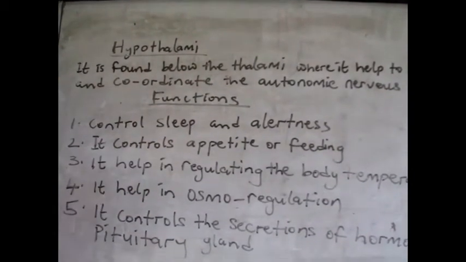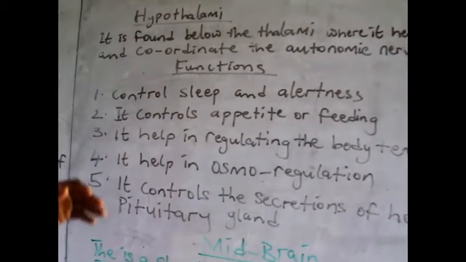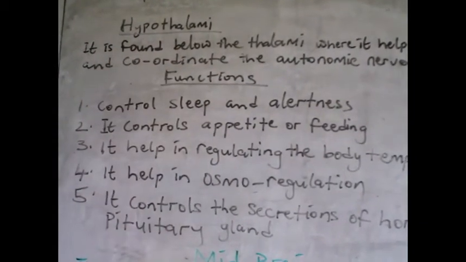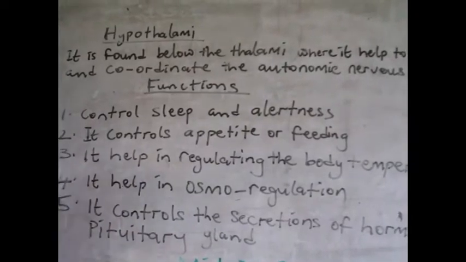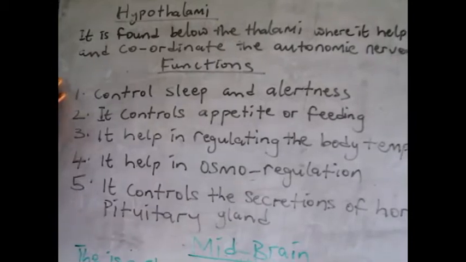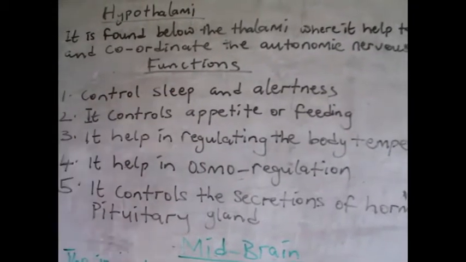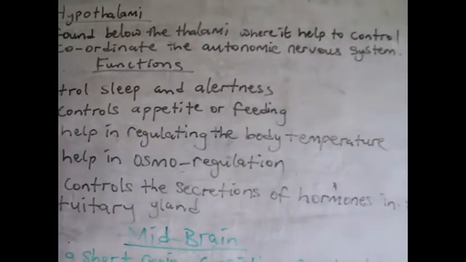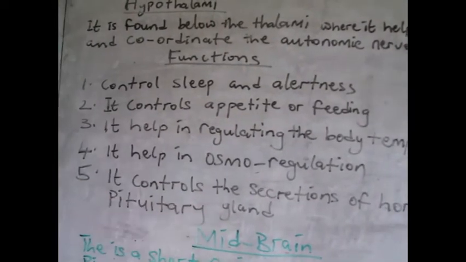Let's look at its function. The first function of the hypothalamus is that it controls sleep and alertness. When you are always alert, know that your hypothalamus is functioning very well. It controls appetite or feeding. It makes you know when you are hungry and when you are not. It regulates the body temperature.